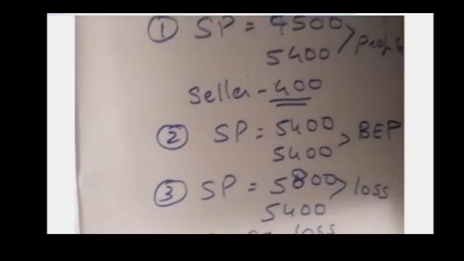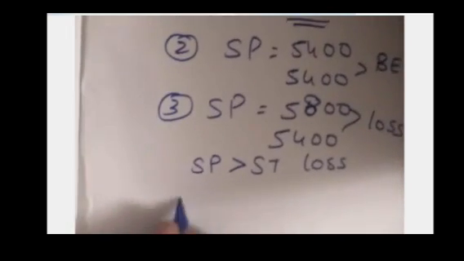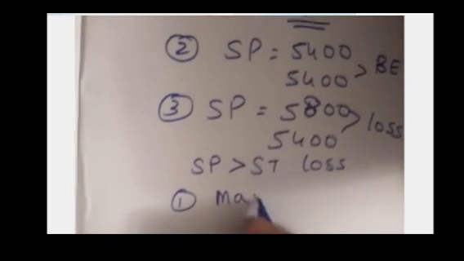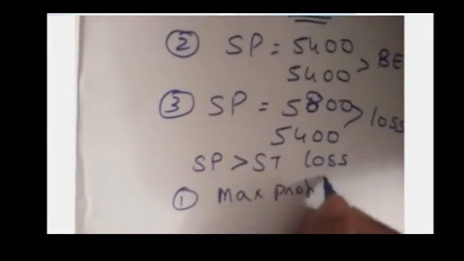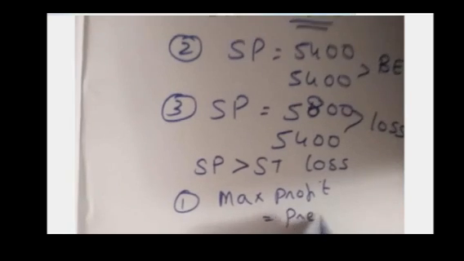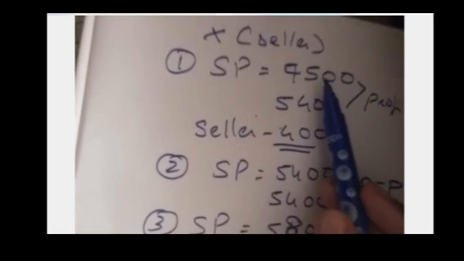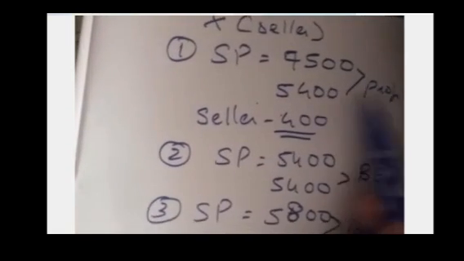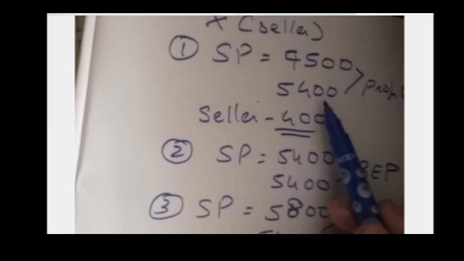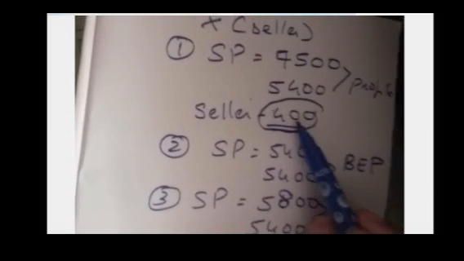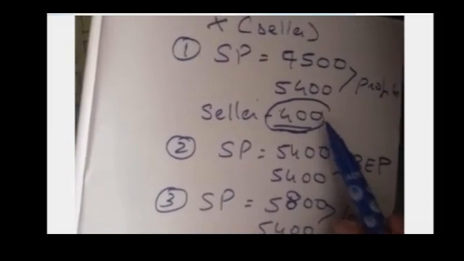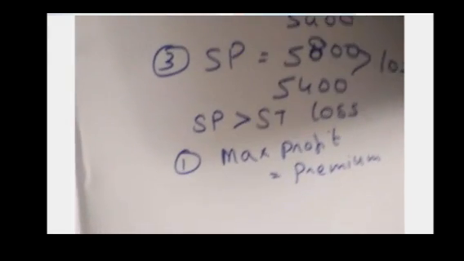Is it clear? So from this also we can get two things. First thing, what is the maximum profit he can have? Maximum profit he can have is the premium amount. Why? He will have profit only when spot price is less than strike price. But when spot price is less than strike price, the buyer will never exercise that option. But the buyer will have to forego this 400, that is the premium paid. So the maximum profit a seller can earn is the premium amount.